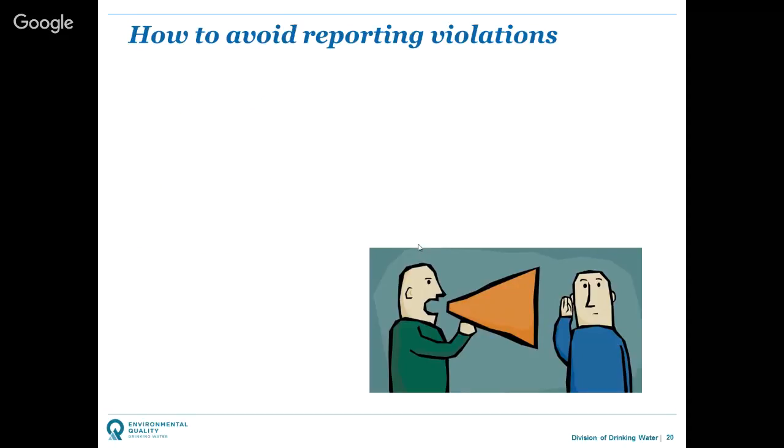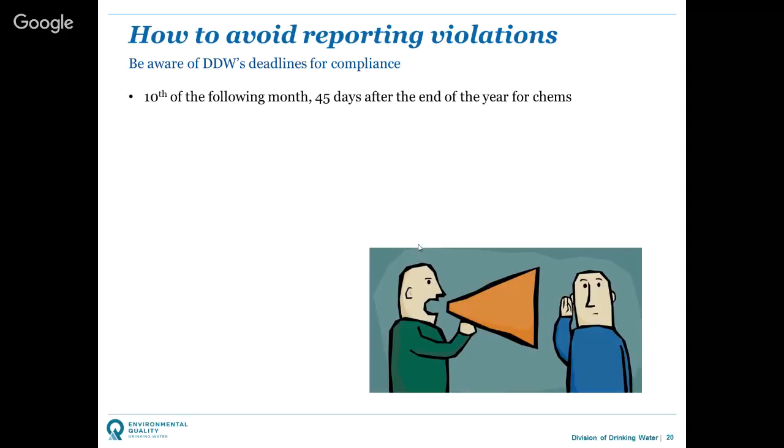So how do you avoid these? Be aware that our deadline for compliance is the 10th of the month following the previous month. That's when we run violation and look for sample results and samples. It's 45 days after the end of the year for all chemical data. So 45 days into the new year is when we run that violation report. But you should just pretend it's the 10th and have everything in by the 10th at the end of the year.